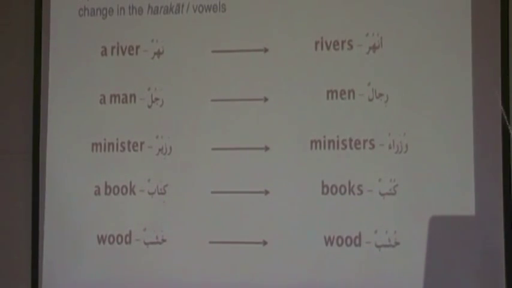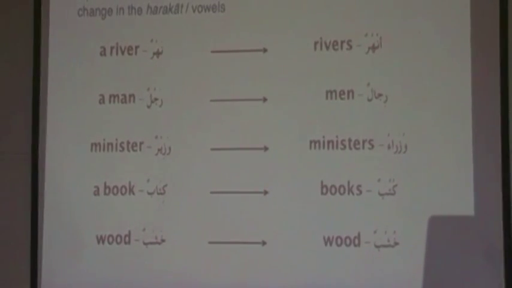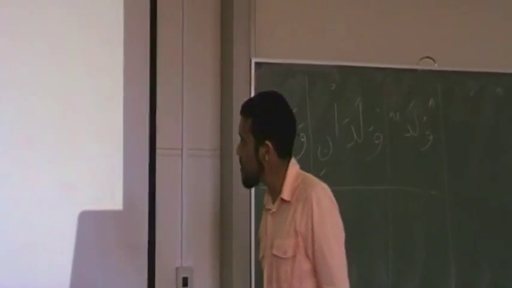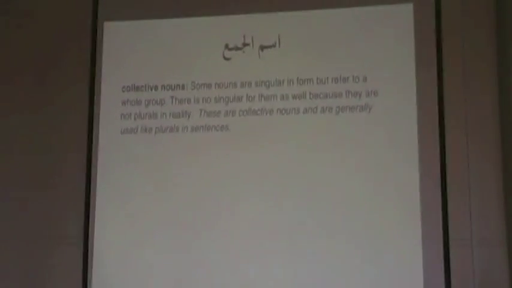Okay, very good. So that's the broken plural. No general rule. And the other one is ismul jam. While we're here, ismul jam is the name given to a plural. What do we mean? It's a collective noun. Ismul jam.